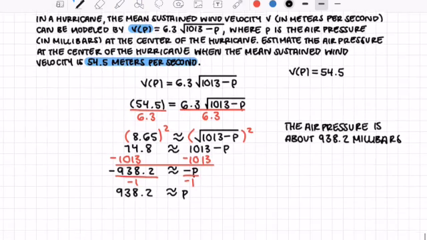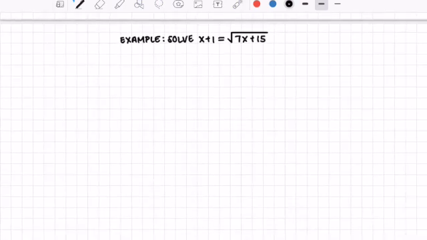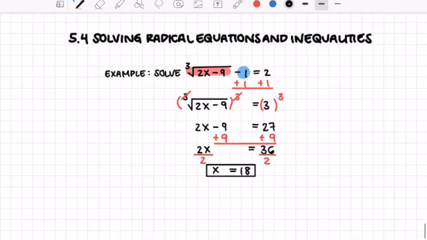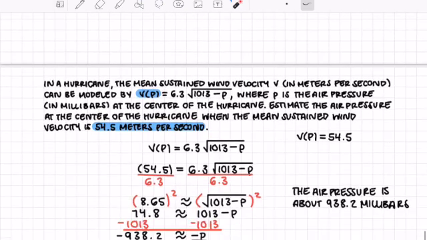Okay, let's try out the other problem. So let's say instead we have a different problem where we have x plus 1 equals the square root of 7x plus 15. It's going to be a little different because originally we only had one number on the right side of our equation.